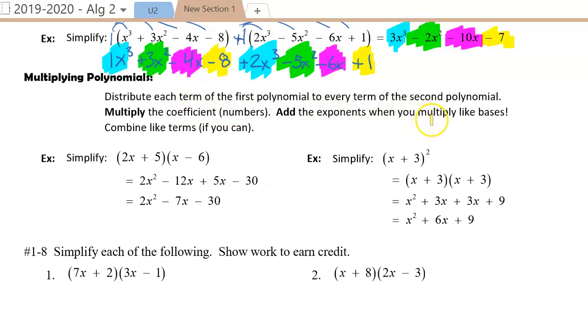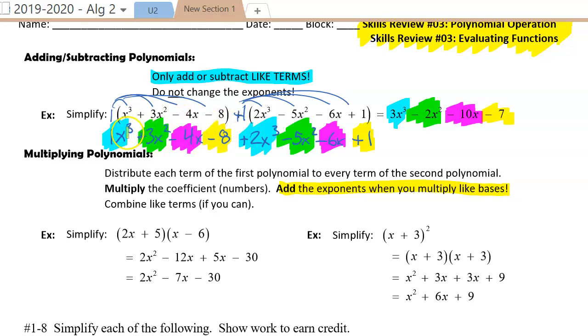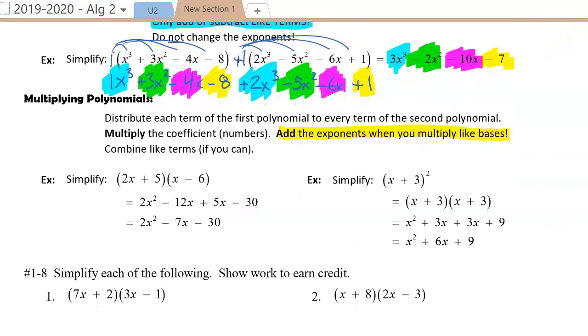Now, when I multiply, we need to distribute each term, multiply the coefficients, and add the exponents when they have like bases. Notice up above, we did not add any of the exponents. x cubed and 2x cubed doesn't make 3x to the 6th. When I multiply, we have to add our exponents and multiply the coefficients, and then look to combine like terms if possible.